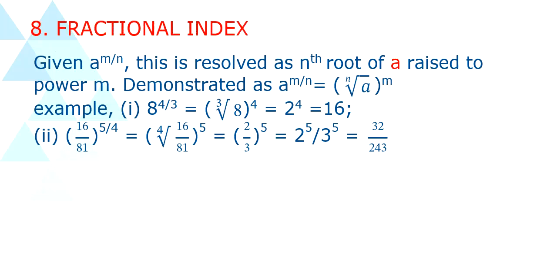8. Fractional index. Given a raised to the power m over n, this is resolved as the nth root of a raised to the power m, demonstrated as a raised to the power m over n equals nth root of a, all raised to the power m. Example, 8 raised to the power 4 over 3 equals cube root of 8 raised to the power 4, that is 2 raised to the power 4, which is 16, and so on. Whenever you have this, first of all, take the root of the denominator and raise to the power of the numerator.